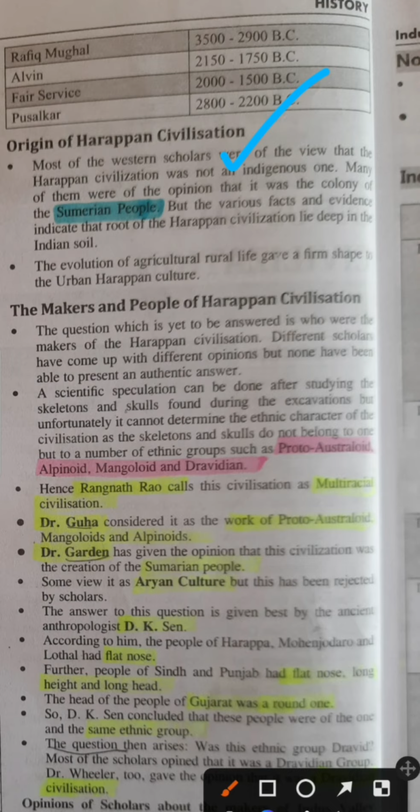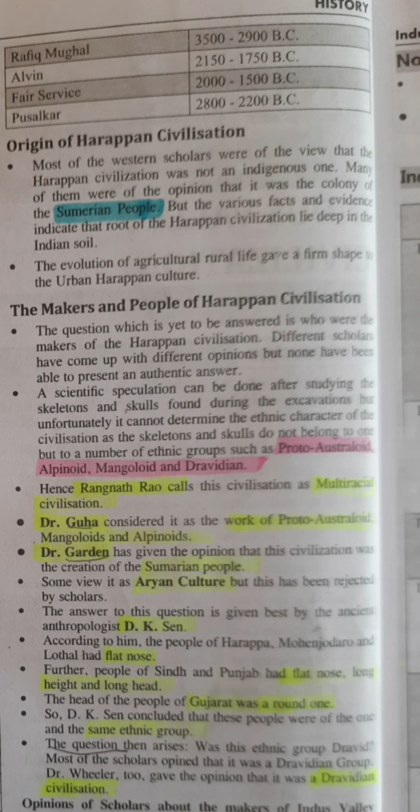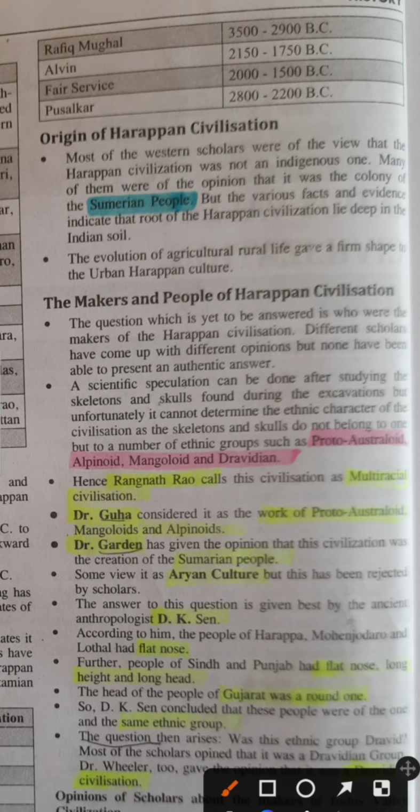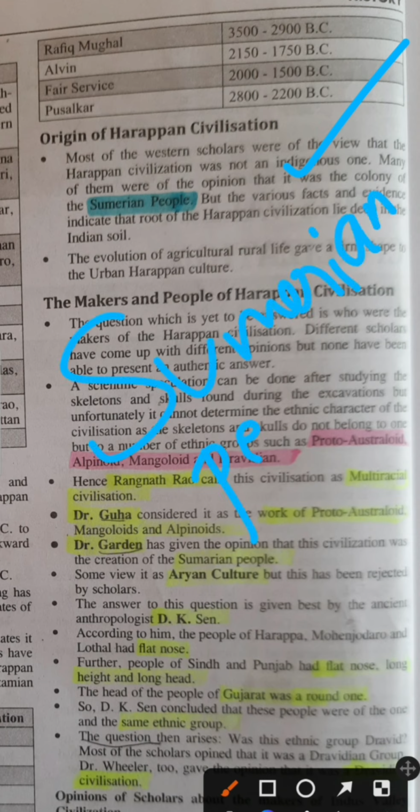From where did Harappan civilization originate? Most of the Western scholars were of the view that the Harappan civilization was not an indigenous one. It means not its own culture, not its own creation by Harappan people. Many of them were of the opinion that it was the colony of Sumerian people. So many scholars and archaeologists are saying that Harappan civilization is not indigenous, and it is the colony of Sumerian people. The word Sumerian people is very, very important.